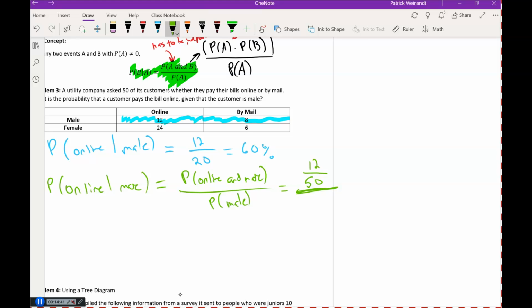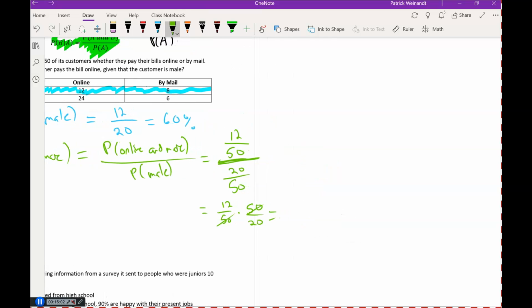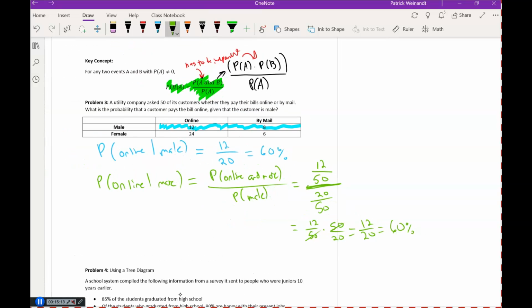Well, the probability that they're male is going to be 12 plus 8. There's 20 males out of a total of 50, so it's going to be 20 over 50. We're dividing two fractions. That's the same as multiplying by the reciprocal: 12 over 50 times 50 over 20. These 50s are going to reduce to 1. I'm going to be left with, again, 12 over 20, which is what we had in the first case, and that is equal to 60%. So there's a couple of different ways to do this. You're going to be using this formula to find probabilities when you're given certain values, which is why we wrote it here. And you're also going to be given tables.